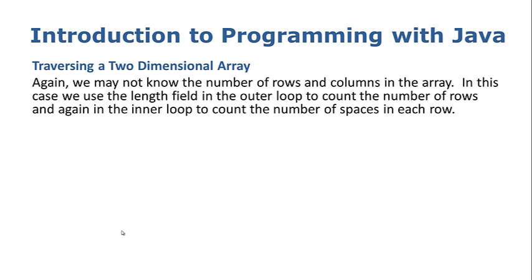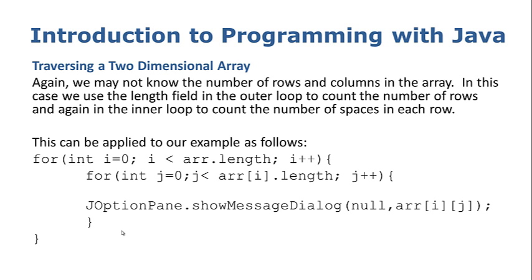Again, sometimes we may not know the number of rows and columns in the array. In this case, we use the length field in the outer loop to count the number of rows, and again in the inner loop to count the number of spaces in each row. And this is how that looks.